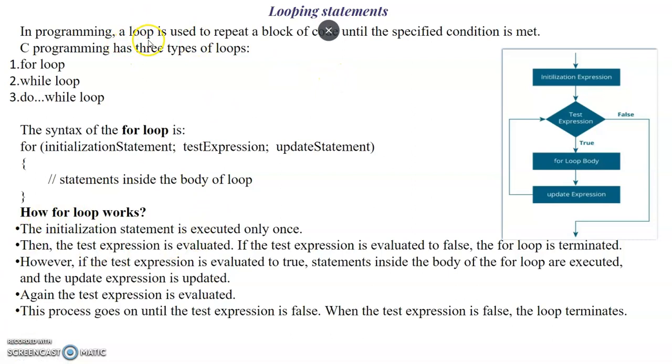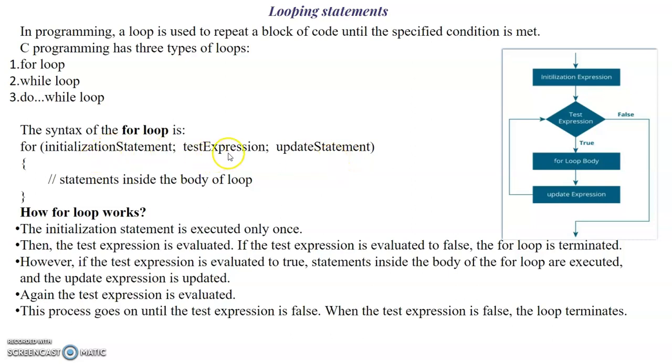In C programming, a loop statement is used to repeat a block of code until a specified condition is met. C programming has three types of loop: the for loop, while loop, and do while loop. The syntax of the for loop is for, initialization statement, test expression, and update statement.